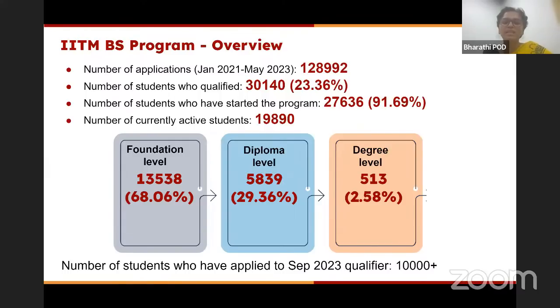This split, you can see the split across the levels. It's about 68% in foundation, about 30% in diploma, and the remaining is in degree. The degree level, only now slowly people are moving to the degree level because we haven't yet completed 3 years here. These are the fastest track students who have been doing it. So we have about 500 people in the degree level currently. Otherwise, the bulk of it is in foundation, and of course, some of them are in the diploma. The number of students who have applied for September 2023 qualified is about 10,000 plus currently.